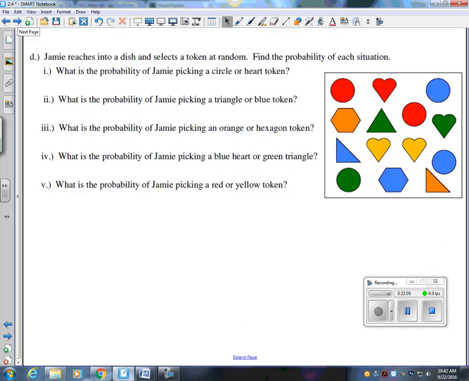All right, Jamie reaches into a dish and selects a token. Find the probability of each situation. What's the probability of Jamie picking a circle or a heart? Hope, what's the probability of getting a circle?